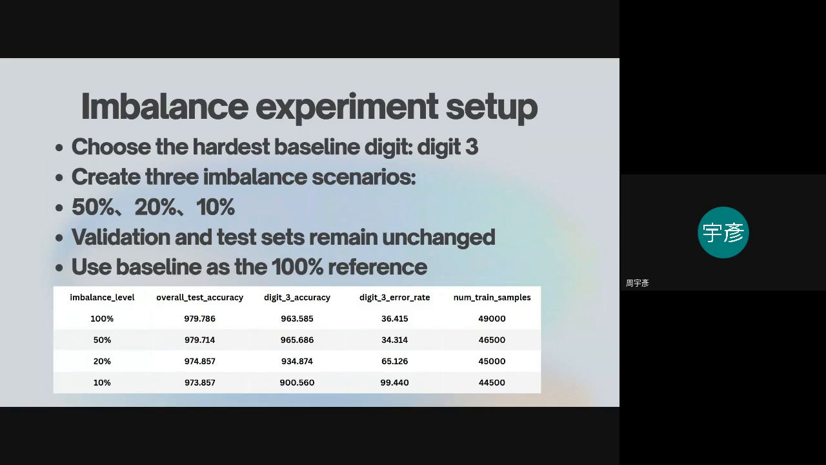Also, in this experiment, I use the baseline as the 100% reference instead of retraining a new one. This can avoid extra variations caused by reshuffling of the full training set. If I just retrain the one, the correct rate is not the same. So I use the set.